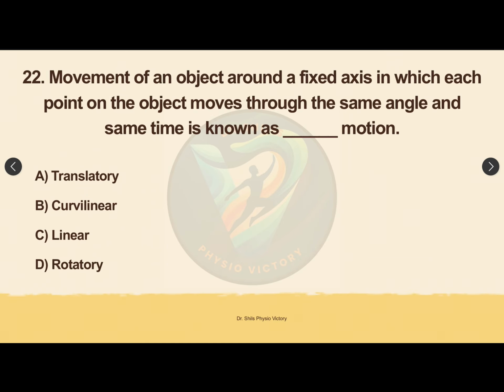Next question, question number 22. The movement of an object around a fixed axis in which each point on the object moves through the same angle and the same time is known as dash motion. Here, option A is translatory, option B curvilinear, option C linear, and option D rotatory. Here, the correct answer is rotatory motion.